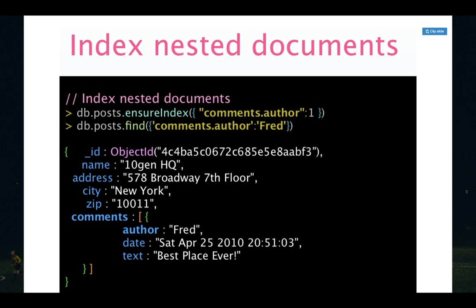For finding on the indexed field, we can use db.collectionname.find, comments.author and the author name. As we have indexed our comments.author, this will help MongoDB to get our document faster after indexing. In this example, we have seen how we can index nested documents.